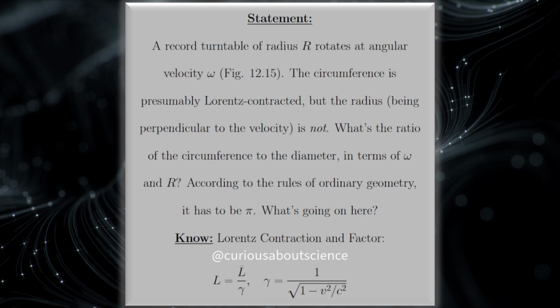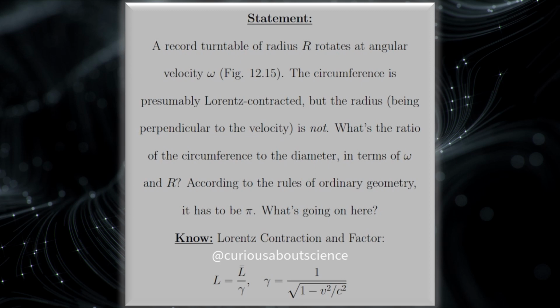The circumference is presumably Lorentz contracted, but the radius, being perpendicular to the velocity, is not. What's the ratio of the circumference to the diameter in terms of omega and r? According to the rules of ordinary geometry, it has to be pi.